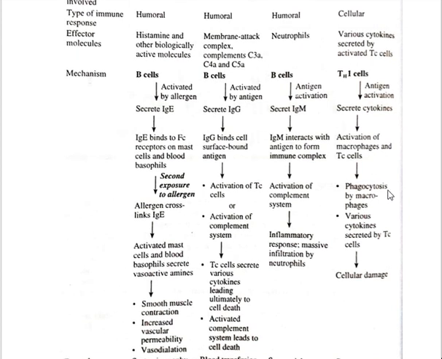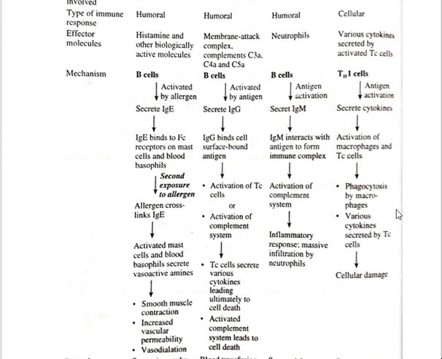And coming to the fourth type of hypersensitivity, that is cell mediated hypersensitivity, where no antibodies are involved. So what are the cells involved? The T helper cells. Now these T helper cells, upon activation with antigens, secrete chemical substances called cytokines, and these cytokines activate the macrophages and cytotoxic T cells. These will initiate phagocytosis by macrophages, and with various cytokines secreted by the T cells, that's how the cellular damage occurs.